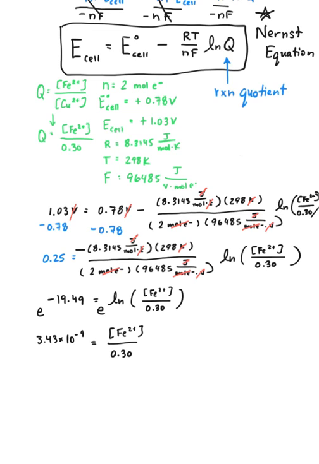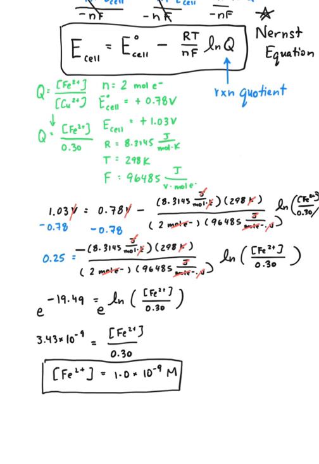One last step, multiply both sides by 0.3. When we multiply through by 0.3, we end up with a concentration of iron cations equal to 1.0 times 10 to the minus 9 molar. This result tells us that we would need a nanomolar concentration of iron 2 cations should we want to generate an electrical potential of 1.03 volts from this electrochemical cell.